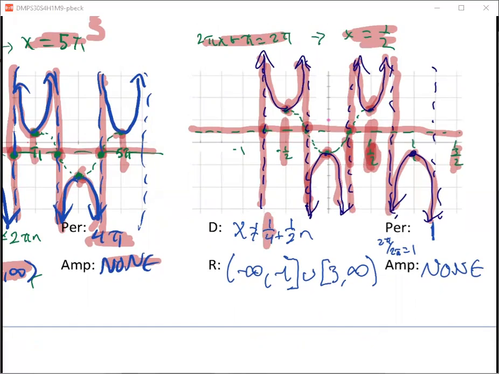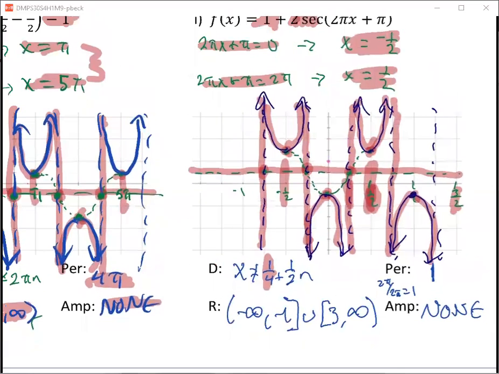And then my period, let's go ahead and do this algebraically. My period is 2 pi divided by that coefficient of 2 pi, so my period is 1. I can also establish that as the distance between negative 1/2 and 1/2 is 1. So my asymptotes are x is not allowed to equal 1/4 plus half n. And then range negative infinity to negative 1, then 3 to infinity. And no amplitude.